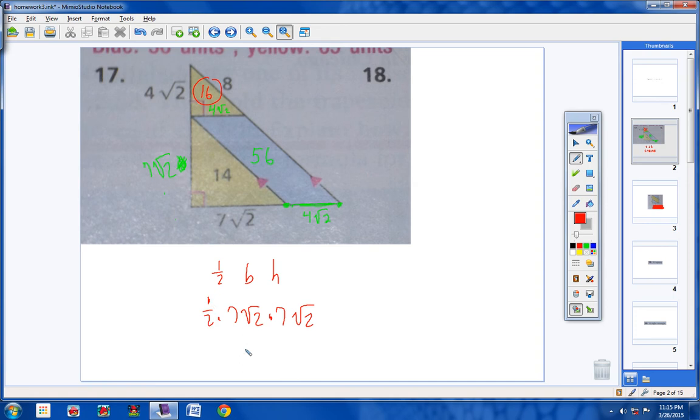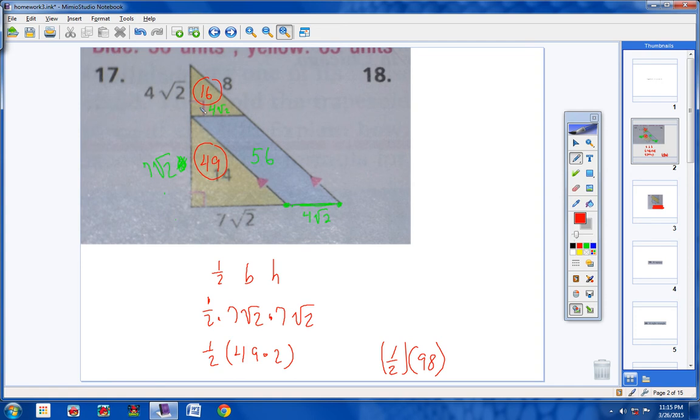So 7 times 7 is 49. Square root of 2 times square root of 2 would be 2. So 49 times 2, which would be 1/2 times 98. 1/2 times 98, which is 49. So the area of this yellow triangle is 49.